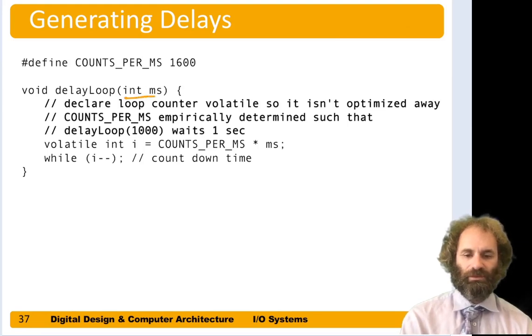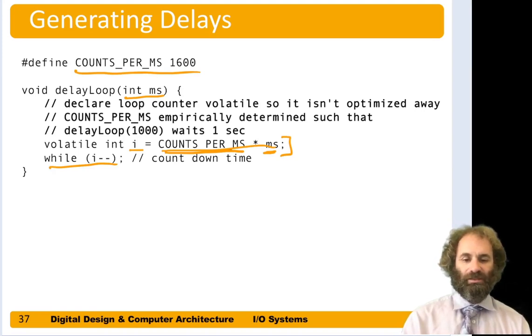Suppose we wanted to delay for a certain number of milliseconds. We could declare an integer i and set it to some value and then count down to 0. So while (i--) keeps counting, subtracting 1 from i until we get down to 0. If we set the initial value as the number of milliseconds we want to wait times some number of counts per millisecond, and then we calibrate that counts per millisecond with a stopwatch until we count for the desired amount of time, then this will make a delay loop.